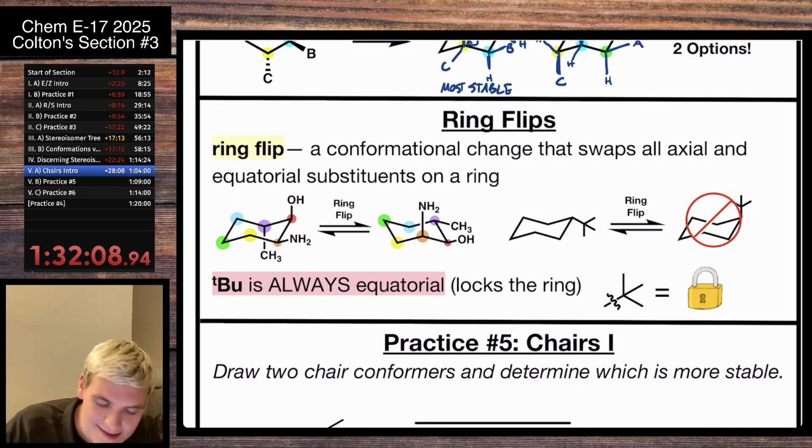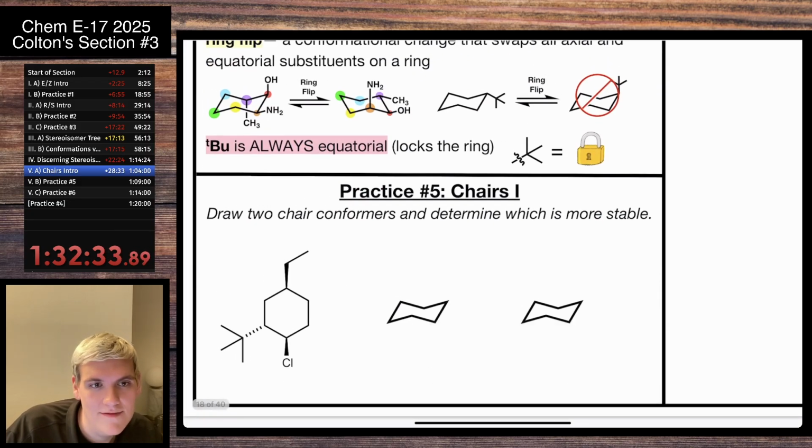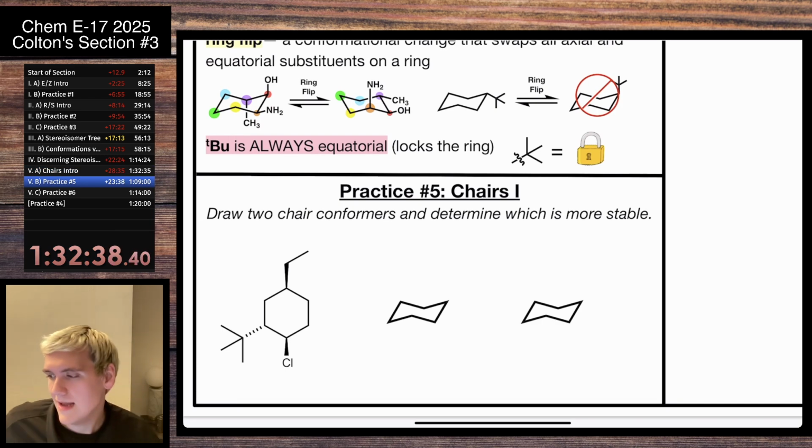But after I say this, I'm seeing in some of the practice problems that we have, even on this page and in the problem set, some questions that make you mess around with the idea of, does it always have to be axial? Does tert butyl always have to be equatorial, or can it sometimes be axial in some rare cases? You'll get to see that in some of these problems. But let's do this first problem, practice number 5, as a classic chair problem. This would be a great exam level chair problem.